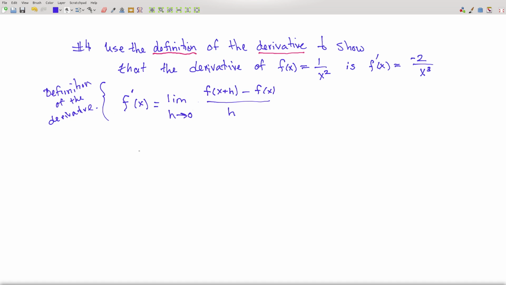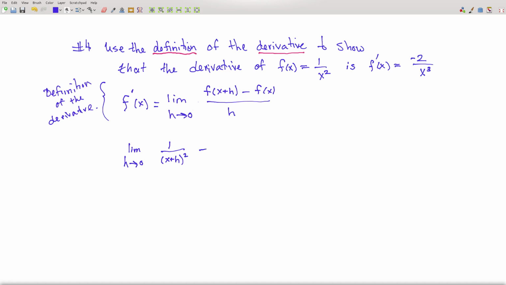So here we go. I'm trying to find the limit as h goes to 0 of what? Of f of x plus h. Well, look at what f of x is. F of x is 1 over x squared. So I'm going to replace the x's. The keyword is to replace the x's with an x plus h. What does that look like? It looks like this. It's 1 over the quantity x plus h squared. See, that's what 1 over x squared becomes when you put in x plus h.